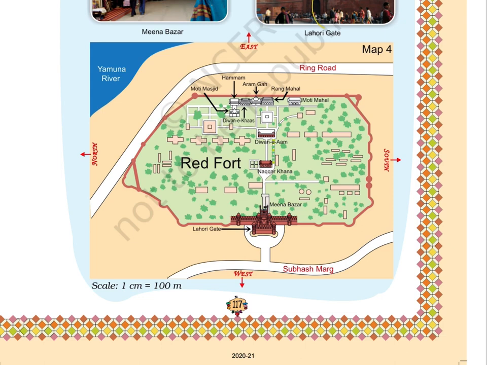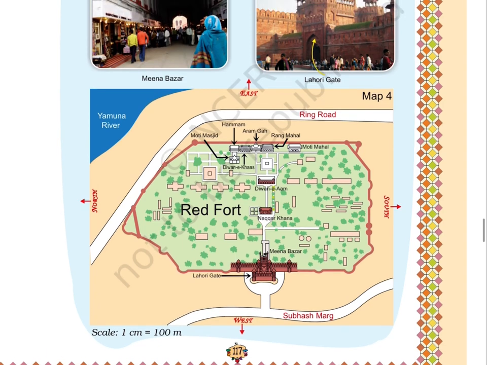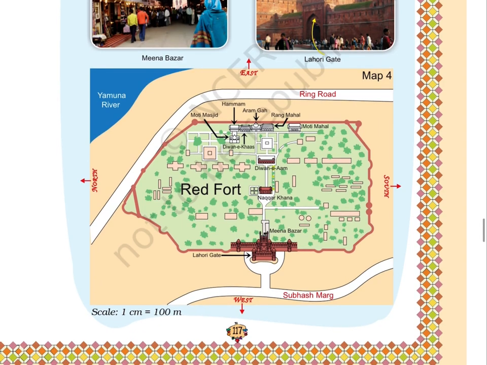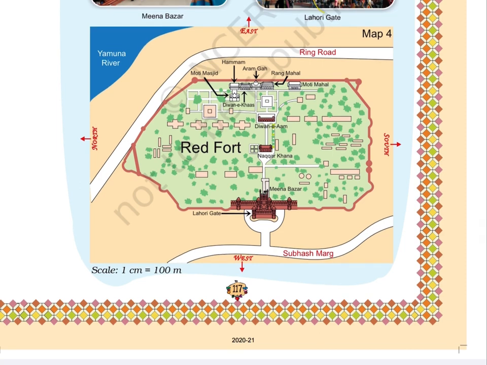We can see the entire premises clearly marked by the directions. Yamuna River is also marked clearly behind Red Fort. Note that the scale here is 1 centimeter equal to 100 meters. Within Red Fort, various places like Diwan-e-Khas, Diwan-e-Aam, Nakkar Khana, Meena Bazar, Moti Mahal, Lahori Gate, etc. are clearly marked. Subhash Marg and Ring Road are the roads circling this place.